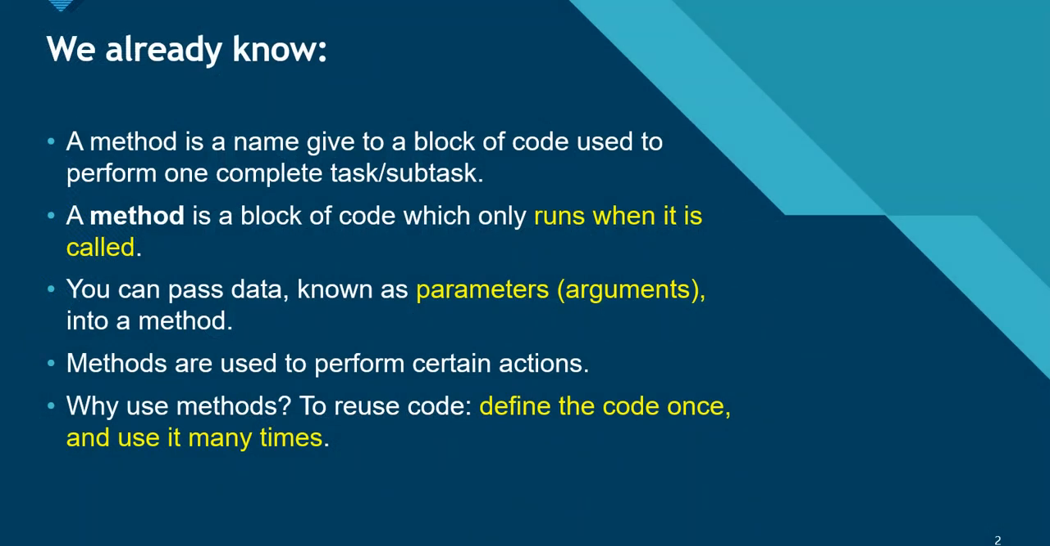Last time we learned about methods, and we already know that a method is a name given to a block of code used to perform one complete task or subtask. A method is a block of code which only runs when it is called. So that means you need to execute it, otherwise it will not run, it will not do anything at all. You can pass data known as parameters, that is arguments, into a method. Methods are used to perform certain actions, and why do we use methods? It is basically used to reuse the code. That means you define the code once and use it many times.